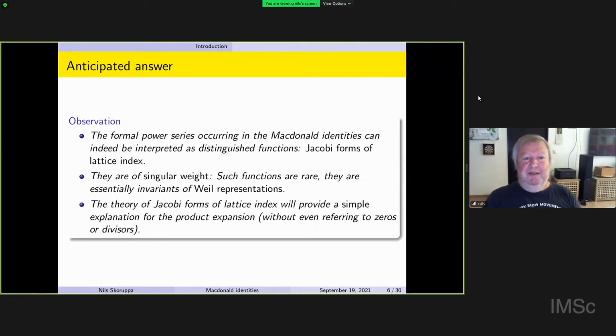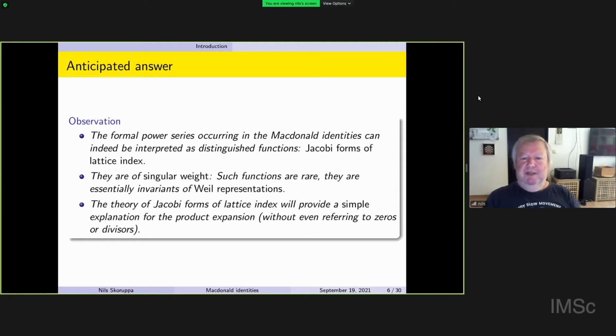And it works. Okay, so the observations are, as I indicated already, that first of all, indeed, the formal power series that you see in the Macdonald identity, you have a formal power series on X, and then you have this product expansion on the right-hand side, on the left-hand side. So this formal power series in the Macdonald identities is indeed a Jacobi form, but a Jacobi form of lattice index. So an extension of the notion of Jacobi forms as just given by Eichler and Zagier 40 years ago. And these Jacobi forms that you have there in the Macdonald identities, they are of singular weight.